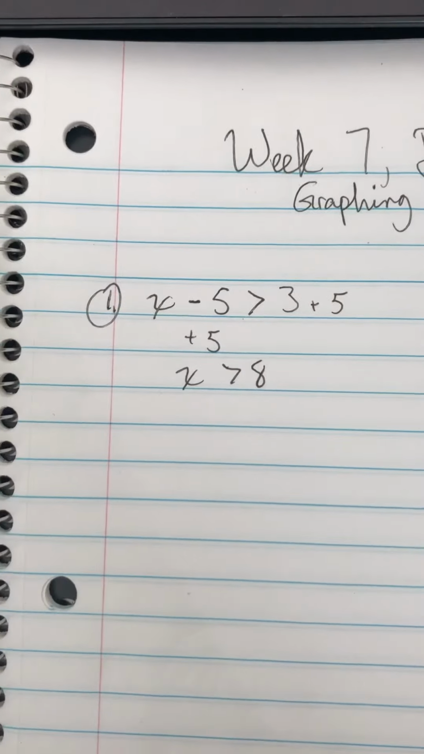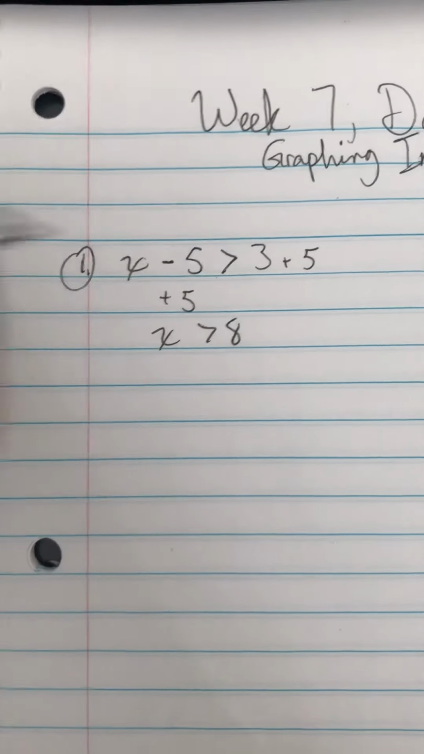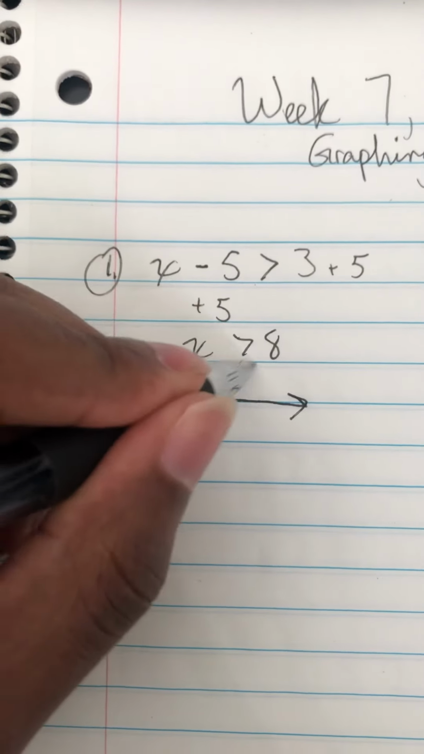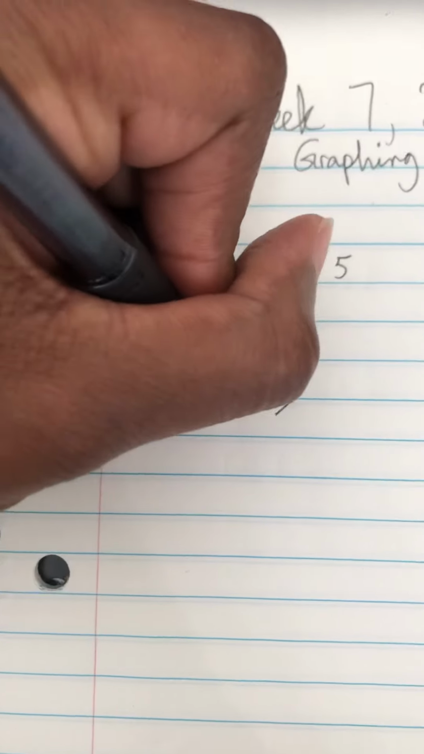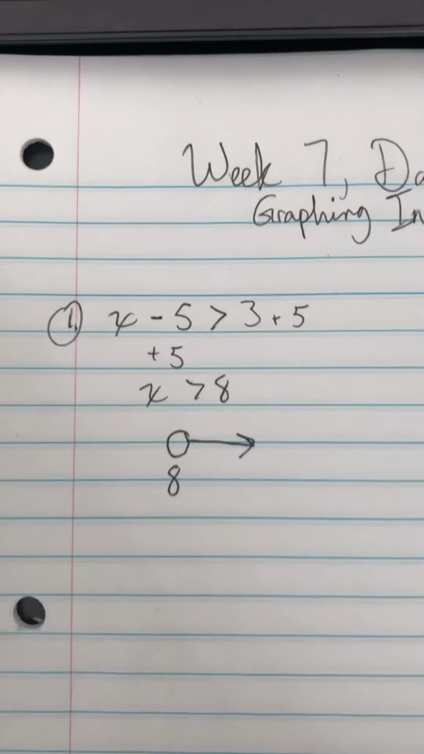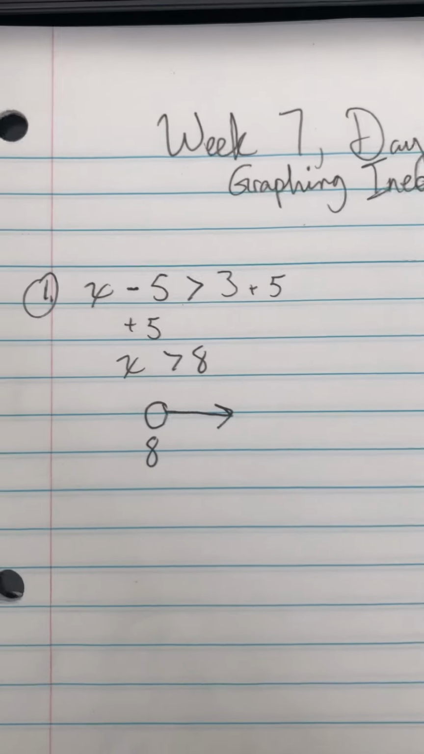And so when we're graphing inequalities, we always want to go in the direction of the arrow. Since this is not saying that it's equal to it, it's just going to be an open circle at 8. The one that looks like that looks like B, so we can go ahead and check B for that one, and we're good.